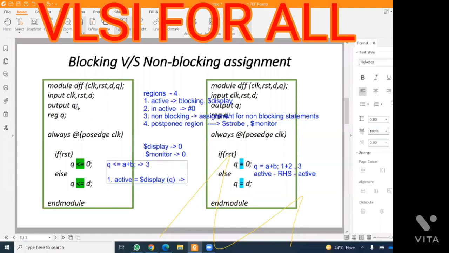That Q has its default value, no? Default value is 0, as I said earlier. And in the active region, what will it print? Because after active, there is inactive, right? It will print 3, sir. It will print 3. Okay. Any other answers?